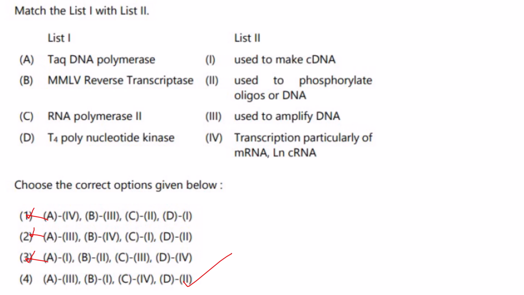Then RNA polymerase 2, it is for mRNA synthesis in eukaryotes. So C will be 4, that is transcription, particularly of mRNA, lncRNA. Then T4 polynucleotide kinase, it is for phosphorylating oligos or DNA. Kinase is usually for phosphorylation reactions, so here it is used to phosphorylate oligos or DNA. So D2. So the answer will be option 4.